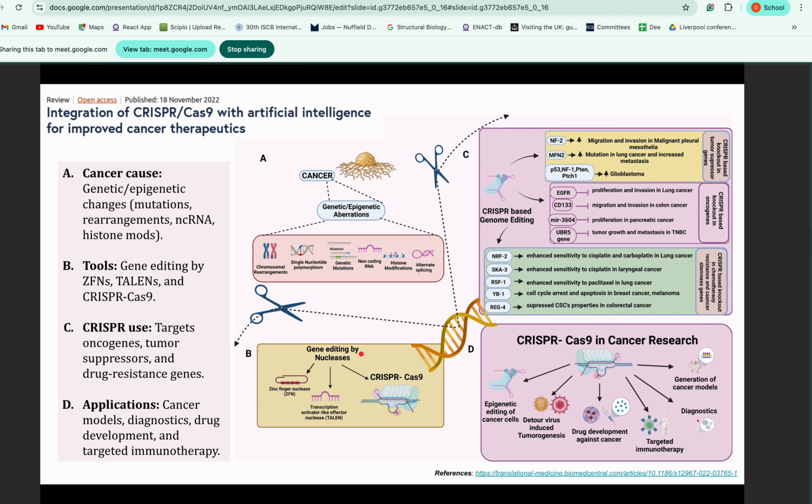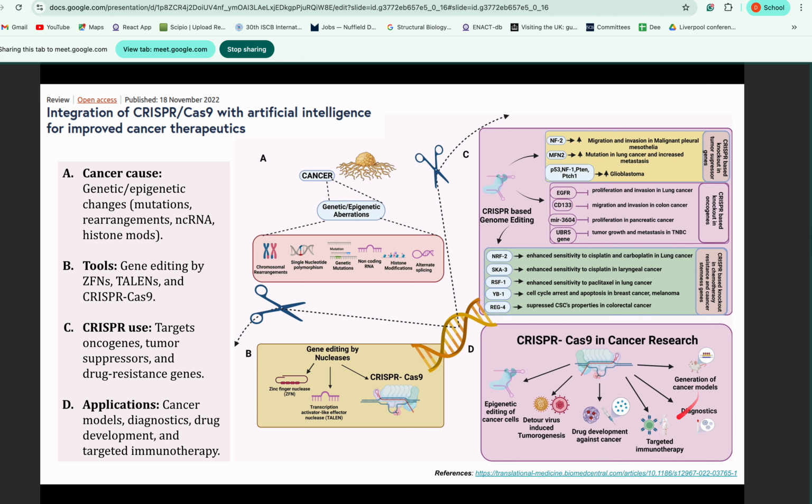We can design nucleases which can specifically target those sites where these things have happened. That could be with zinc finger nucleases, or TALENs, which are transcription activator-like effector nucleases, or CRISPR-Cas9. In this paper, the focus is on CRISPR-Cas9, but zinc finger nucleases can also work. This shows you the genes which either get upregulated or lead to mutations. So we can design strategies to target these genes, and after targeting them, we can modify their functionality and control the cancer.